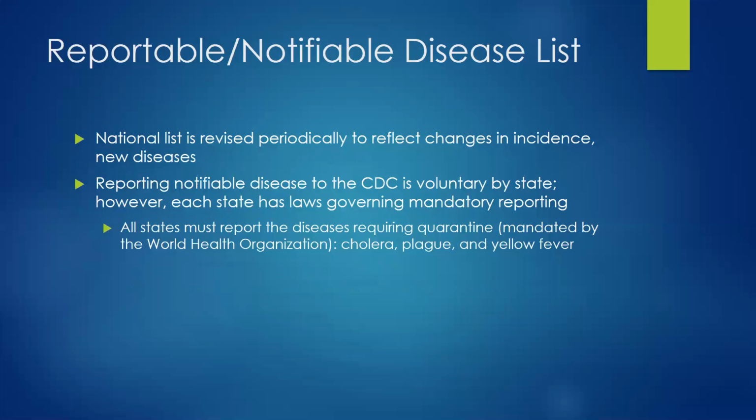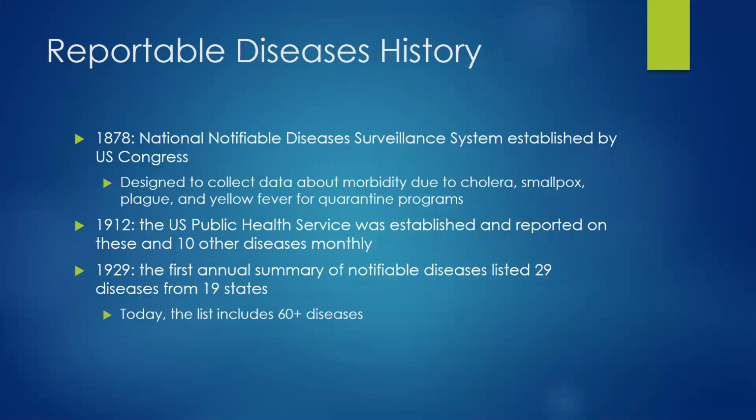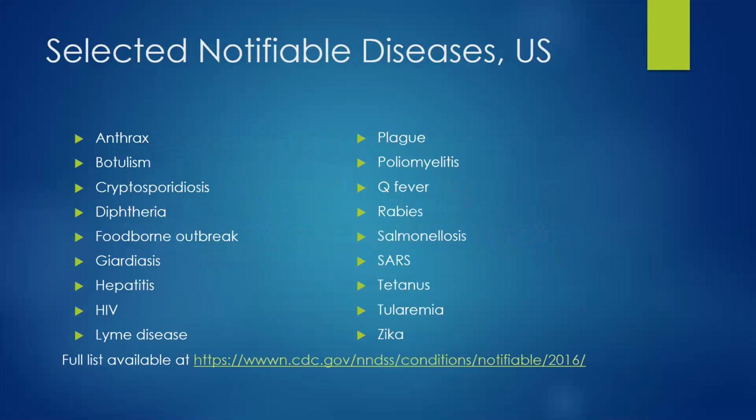So all states have to report those conditions that require quarantine that are mandated by the World Health Organization. And currently that's cholera, plague, and yellow fever. But there are actually more than 60 diseases on our list in the US currently. So here's just a sampling of them. You might notice a lot of them are kind of rare diseases that might indicate some kind of biological attack, but others are very common conditions like foodborne outbreaks, which isn't a specific disease, but more of an experience. And so that's really the purpose of that, is so that we can intervene and stop outbreaks.